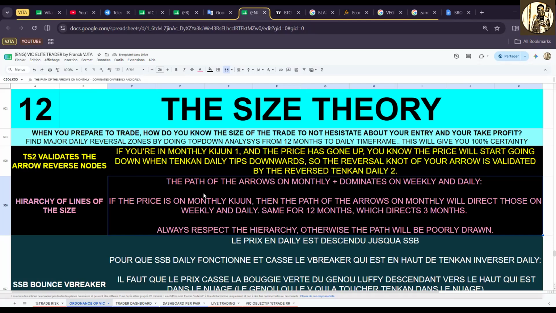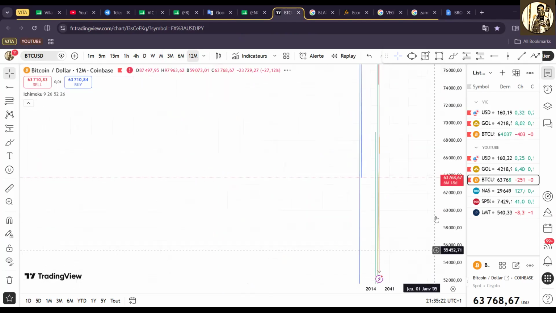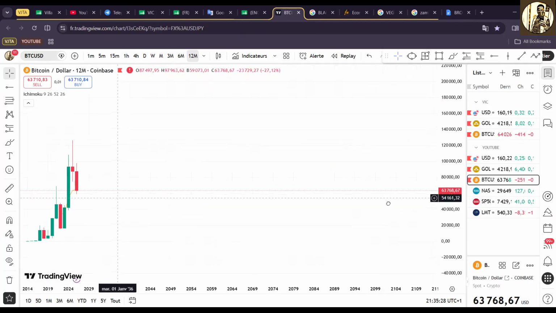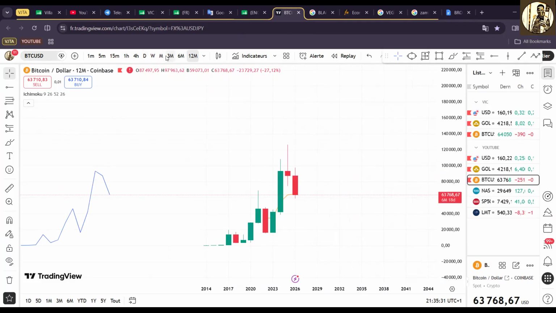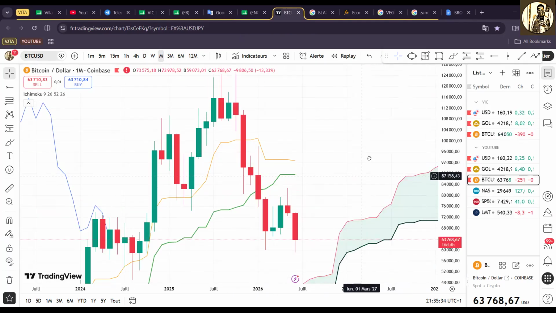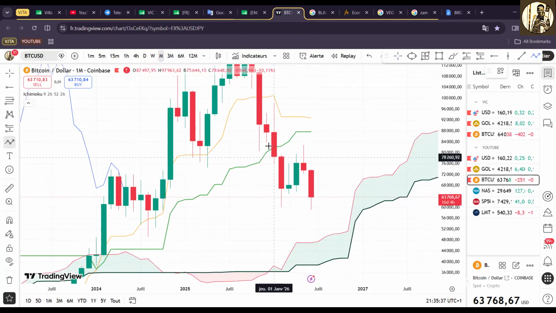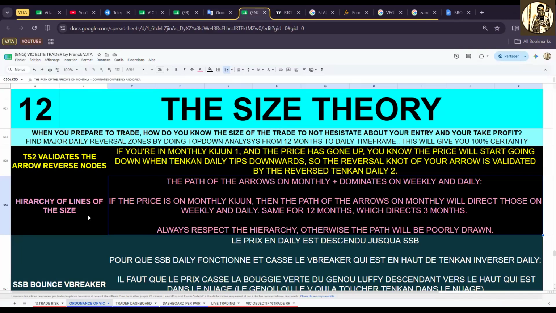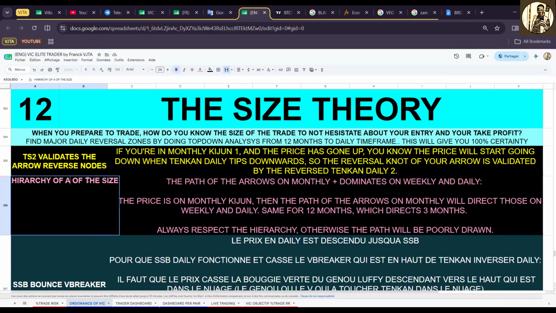So now there's a hierarchy of power. Let us say, for example, if we go on 12 month, let us say on monthly first. Let us say we go on monthly first, and we draw something like this. That is a monthly arrow of lines. Let us say a hierarchy of arrows.